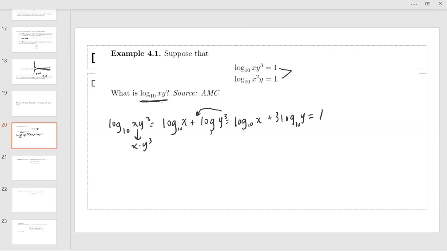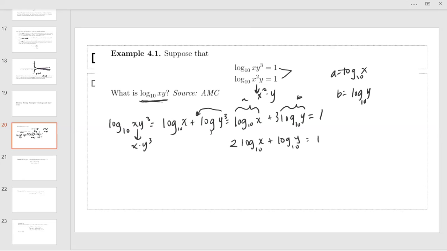Similarly, from the second equation, we have 2 times the log of x base 10 plus the log of y base 10 is equal to 1. We split this into x squared times y. Now let's call a equal to the log of x base 10, and b equal to the log of y. This step isn't necessary, but it makes the equations nicer, because we have a plus 3b is equal to 1 and 2a plus b is equal to 1.